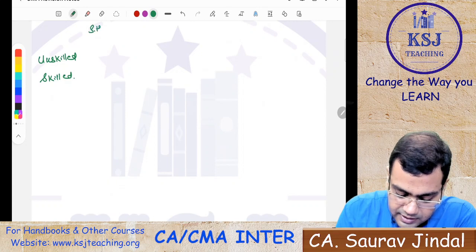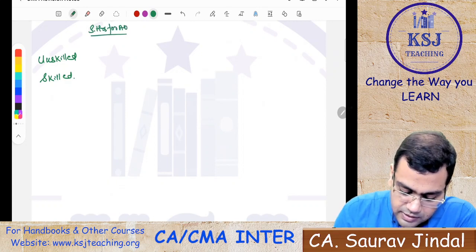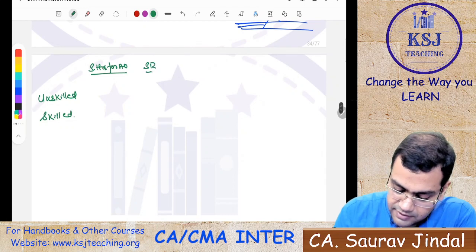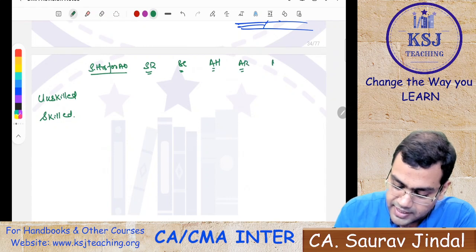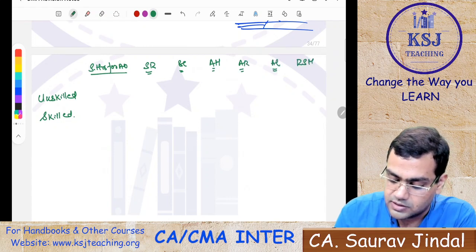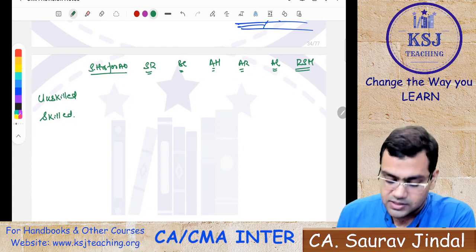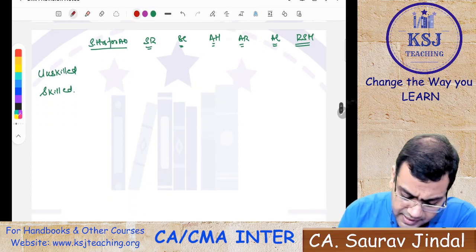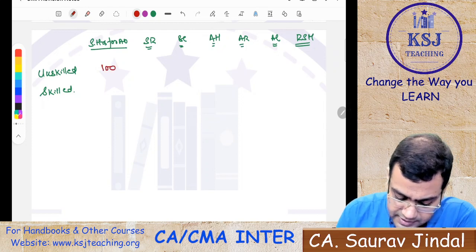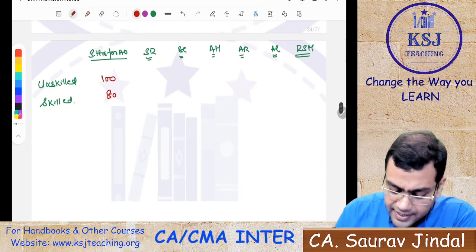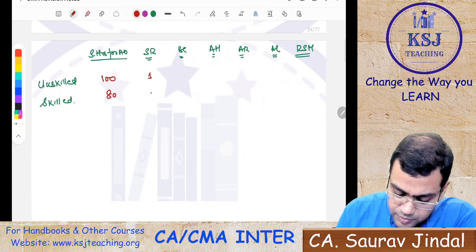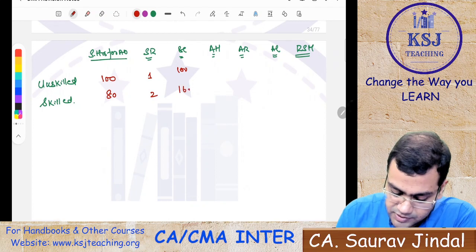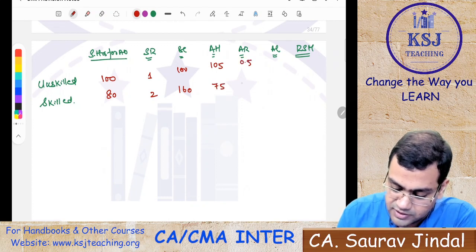That is standard hours for actual output, right? Then we have the standard rate, then standard cost, then actual hours, actual rate, actual cost, and then revised standard hours. You have to calculate the revised standard hours. For example, the standard hours for unskilled is 100, for skilled it is 80, right? Rate is 1 rupee and 2 rupees, that is 100 rupees and 160 rupees. Actual hours taken is, let's say, 105, and here it is 75. Actual rate paid is 0.5, and here it is 2.5, right?